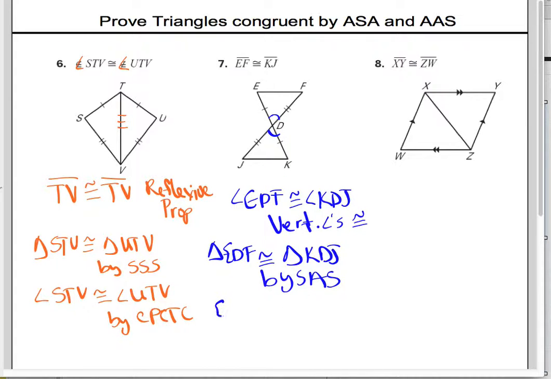And then I'm able to say what they wanted, which was that EF is congruent to KJ. Those are 2 things that were not originally listed that they wanted us to get to. So we had to prove the triangles congruent and then get there by using CPCTC.